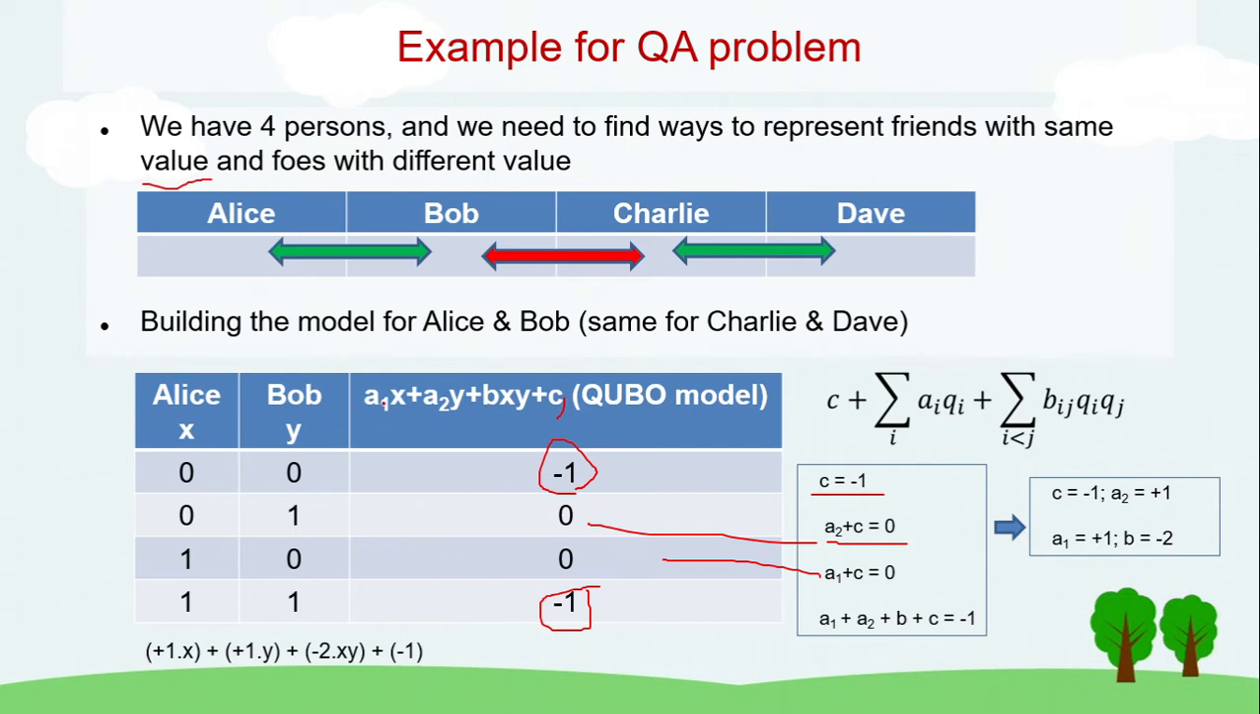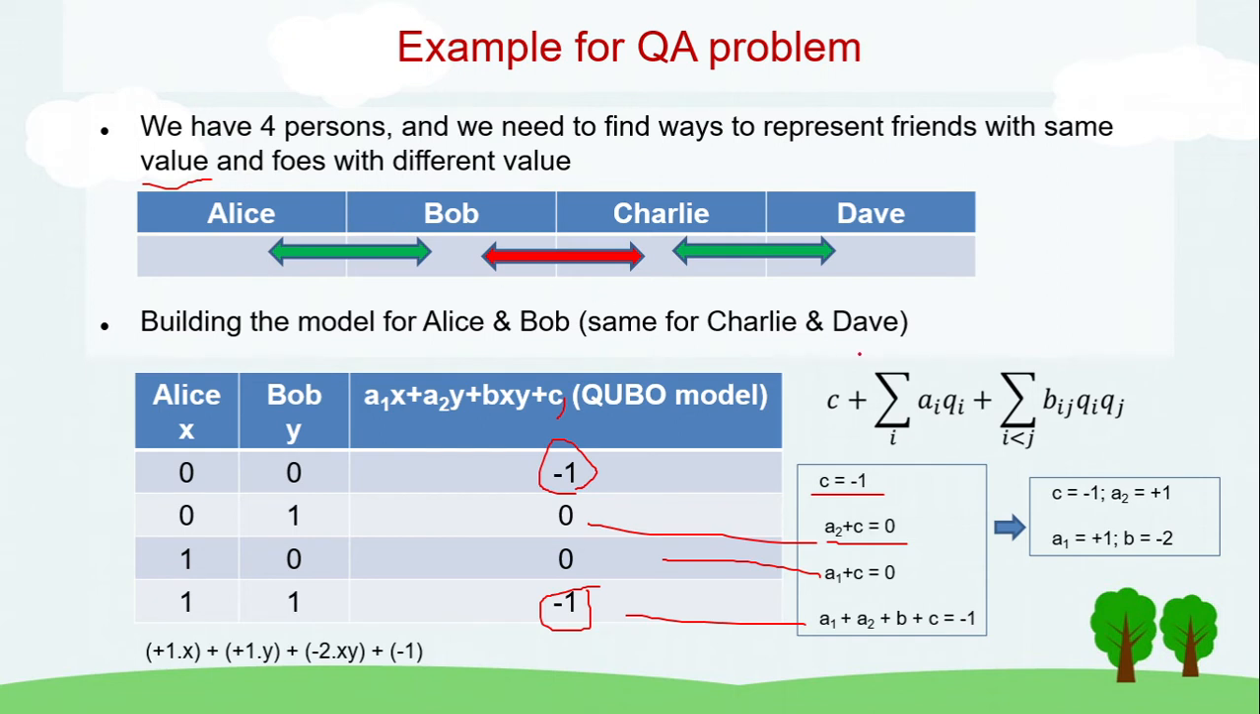And the last one is all are 1, right? So A1 plus A2 plus B plus C equal to -1. That is what has come from here. So now we have 4 variables, A1, A2, B and C, and 4 equations, so we'll be able to solve. The solution is given here: C equal to -1, A2 equal to +1, A1 equal to +1, B equal to -2. Now if you substitute in this, you will get x plus y minus 2xy minus 1. So our model is ready for Alice and Bob.